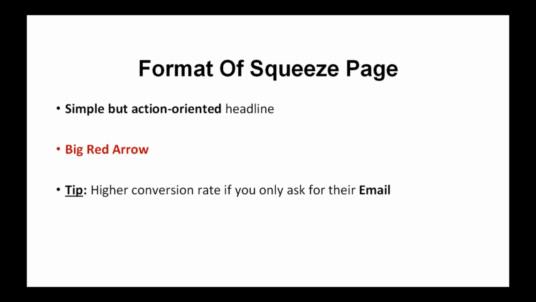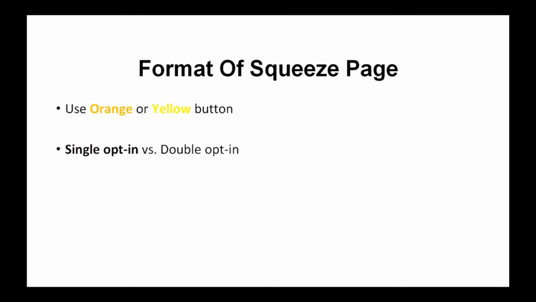It had been tested that if you only ask for their email instead of a name and email, results in a higher conversion rate. Here's a small reminder for the opt-in form. Use orange or yellow button. It's proven to create higher conversion rates as well. Don't use other colors. It's the same reason to increase the conversion rate. Use single opt-in instead of double opt-in.